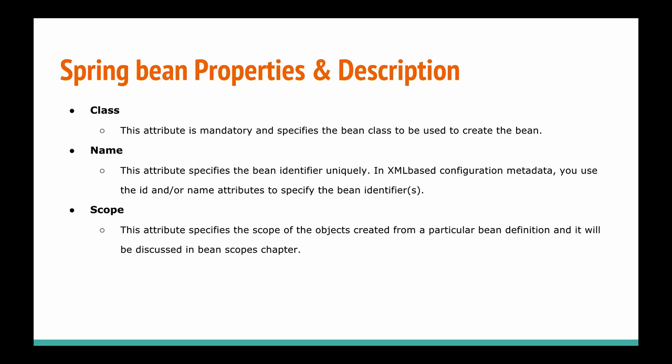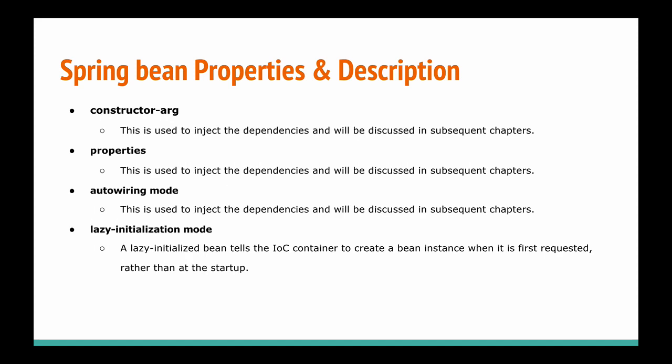And the next is the name attribute. This attribute specifies the bean's identifier uniquely. In XML-based configuration metadata, you use the id or name attributes to specify the bean's identifier. The next is called scope. This attribute specifies the scope of the objects created from a particular bean definition, and it will be discussed in the bean scope chapter. And the next is called constructor-arg.